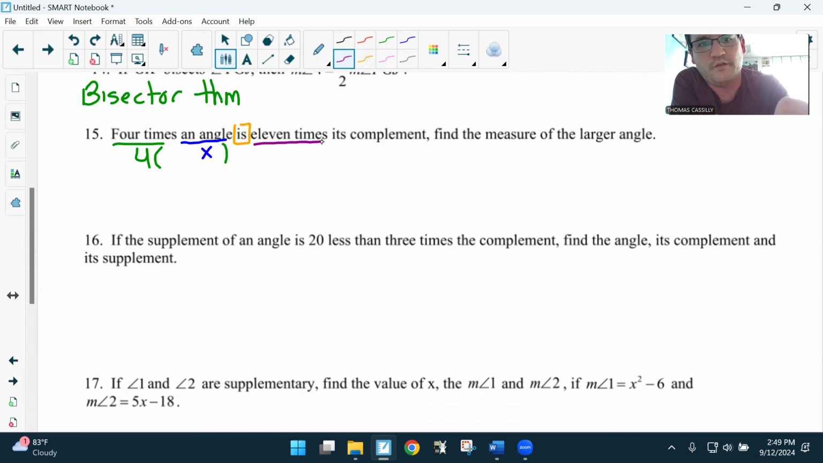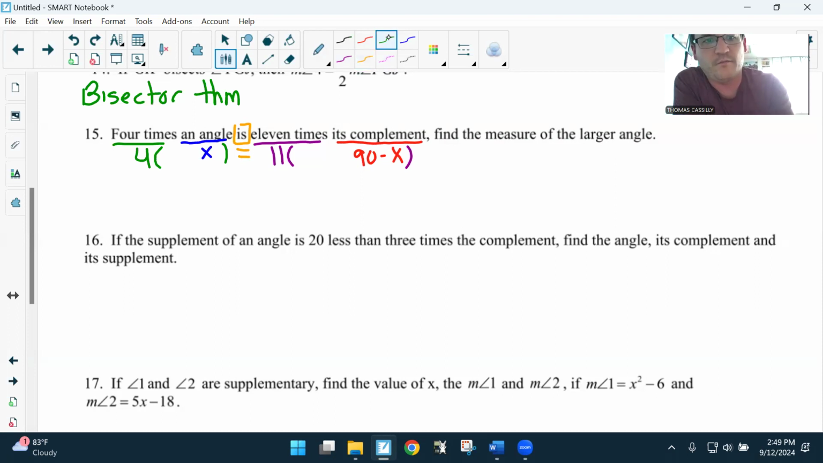All right. 11 times, I see an 11 with a parenthesis. What are we multiplying? We are multiplying the complement. What is the complement? The complement is 90 minus x. And then I'm going to close up that parenthesis. All right, and there you have it. This thing right here is our equation.